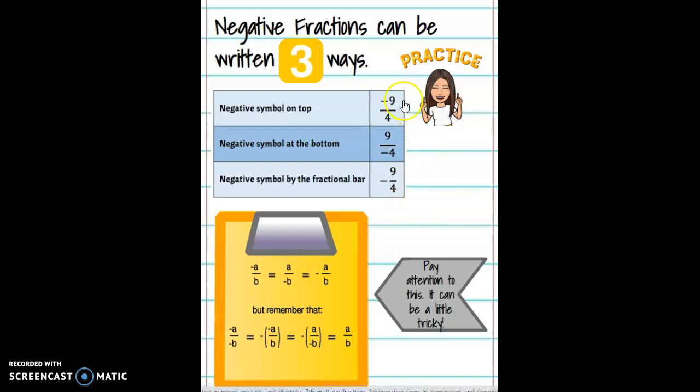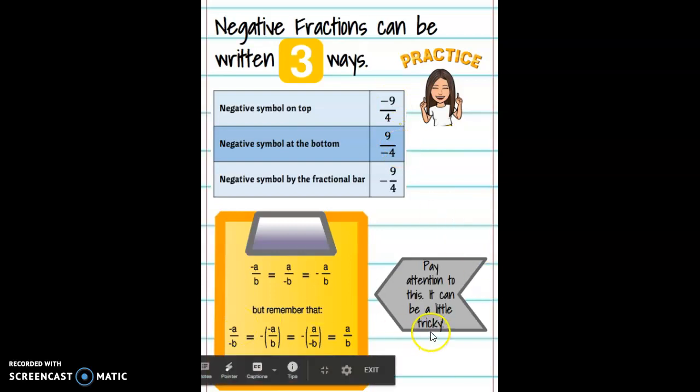Our rule still applies. If we have one negative and one positive, we have an odd number of negative signs, our answer is going to be negative. Here we have this just stated again using variables. So a and b representing any number. In all cases, we see that these are equivalent.